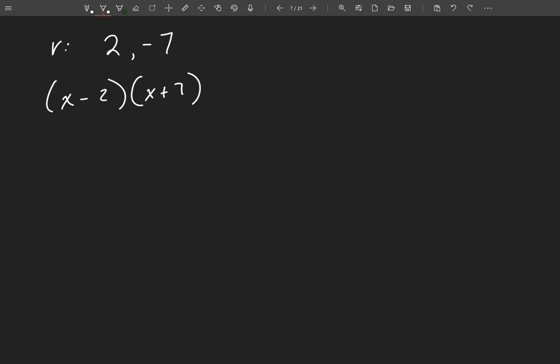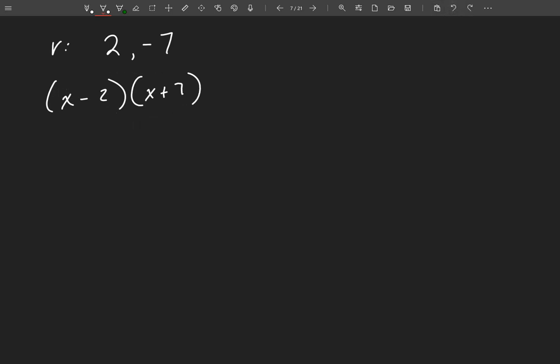Now, if I'm asked to convert it to standard form, if and only if I'm asked to convert it, you don't want to convert it unless you're asked to, right? Because that's just extra work. Then you'd multiply. Now, I do want to talk about a shortcut to multiplying this out. FOIL technically has 4 pieces. You have 1, 2, and then 3, and then 4, right?